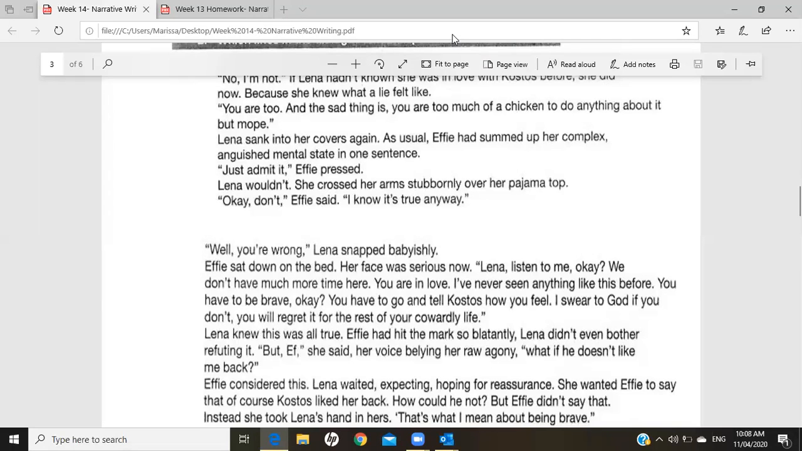Yes. And which line tells you all that? The fact that she needed reassurance. Yes, the line that says Lena waited, expecting, hoping for reassurance. So just the fact that she needed someone else to reassure her that she was good enough for this person shows that maybe she's a bit insecure. She's lacking some confidence because she doesn't even believe that she's good enough for Costos.